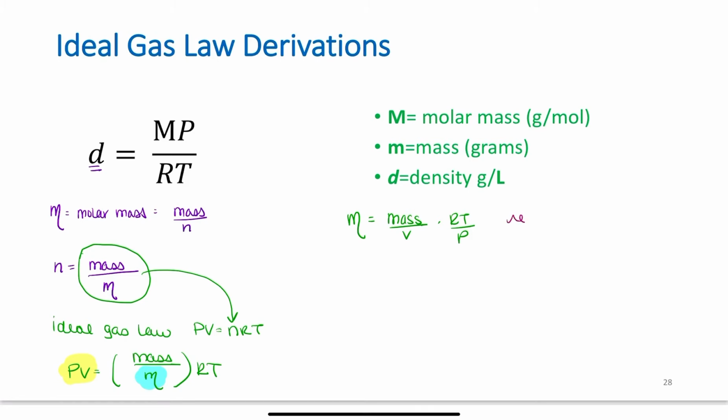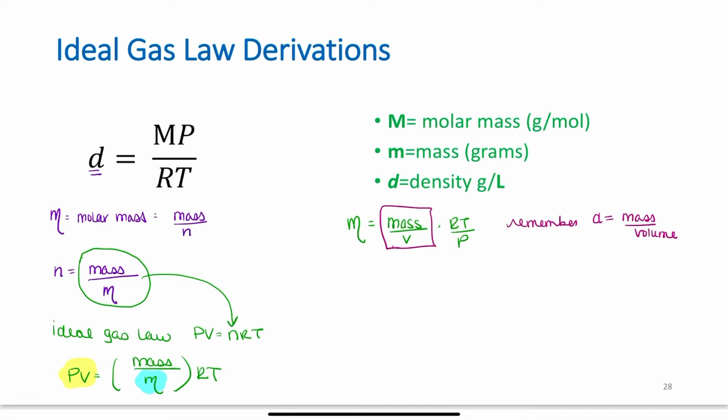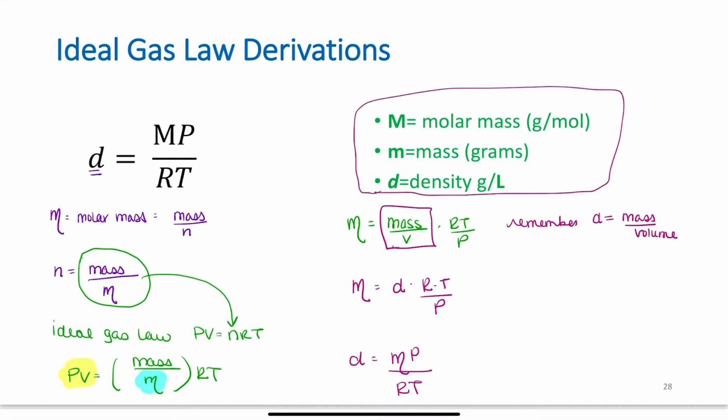But I need you to remember here, density is equal to your mass over your volume. Mass over volume. So your molar mass is equal to your density times your gas constant times your temperature divided by your pressure. You can also write this as density is equal to your molar mass times your pressure over your gas constant times your temperature. This is still mass over volume.